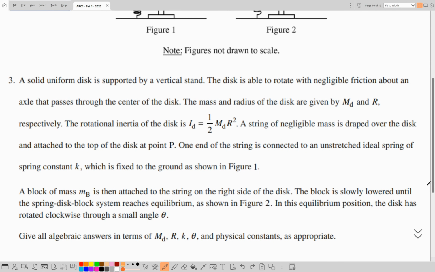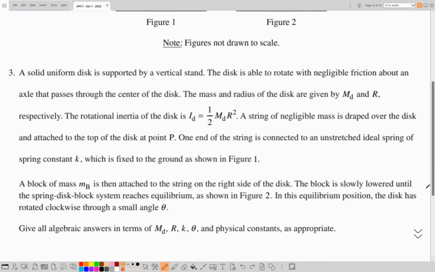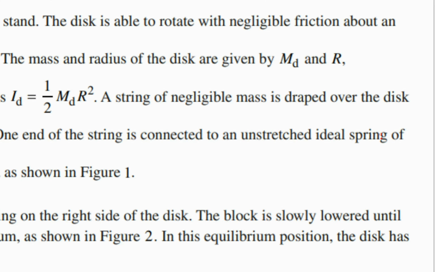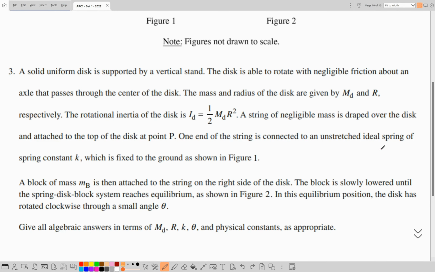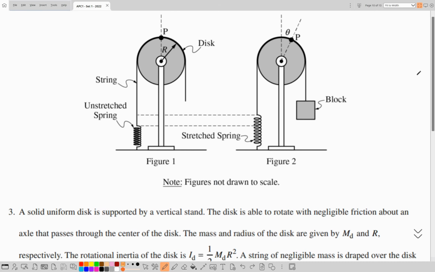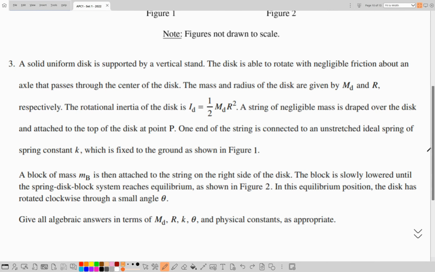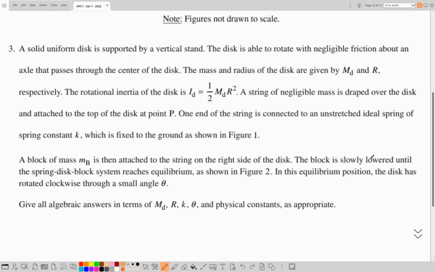A string of negligible mass is wrapped over the disk and attached to the top of the disk at point P. One end of the string is connected to an unstretched ideal spring. Ideal means we can apply Hooke's law of spring constant k, which is fixed to the ground as shown in figure 1. Now a block of mass mb is then attached to the string on the right side of the disk. The block is slowly lowered down until the spring disk block system reaches equilibrium as shown in figure 2.